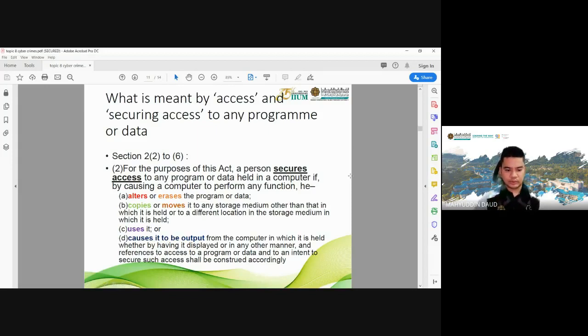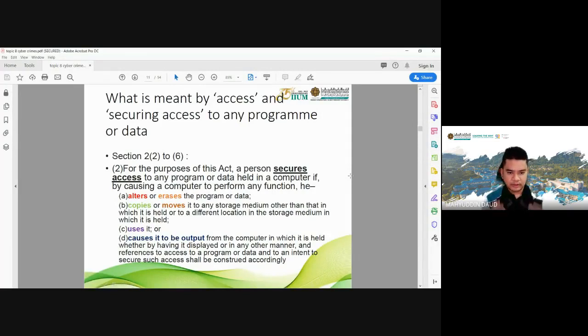Or something to be output from the computer in which it is held, whether by having it displayed or any other manner, and references to access to the program or data or to an intent, blah blah blah. Okay, so it means here that you secure access, meaning that if you are able to do this, you have fulfilled the definition of securing access.